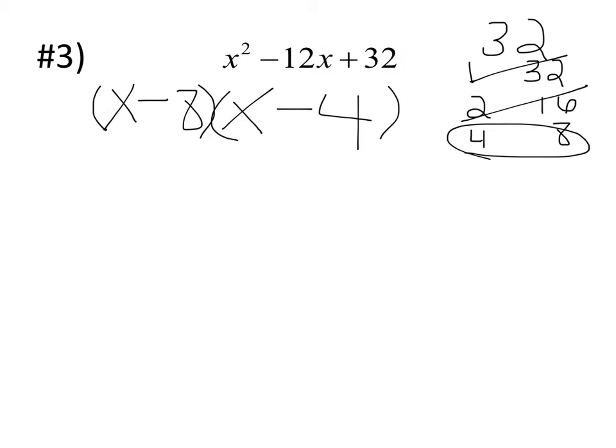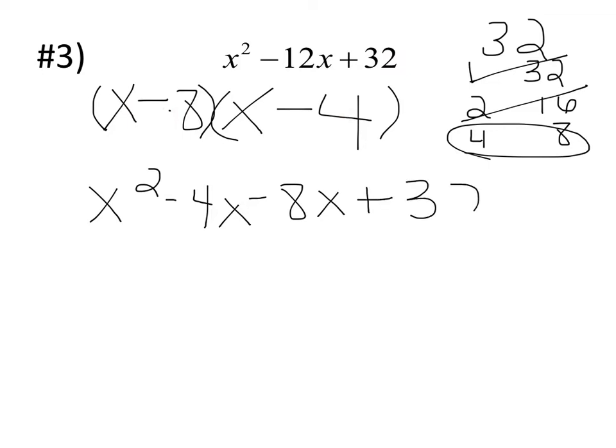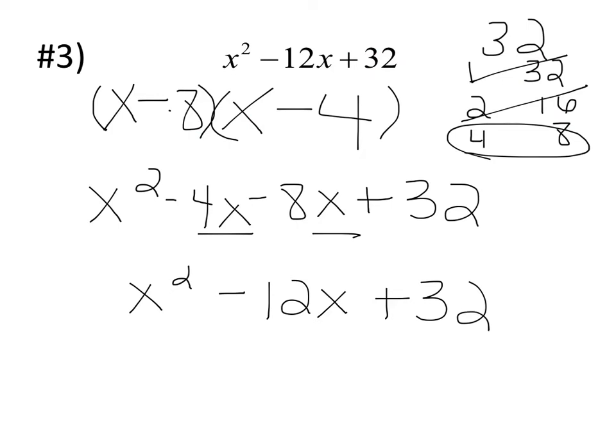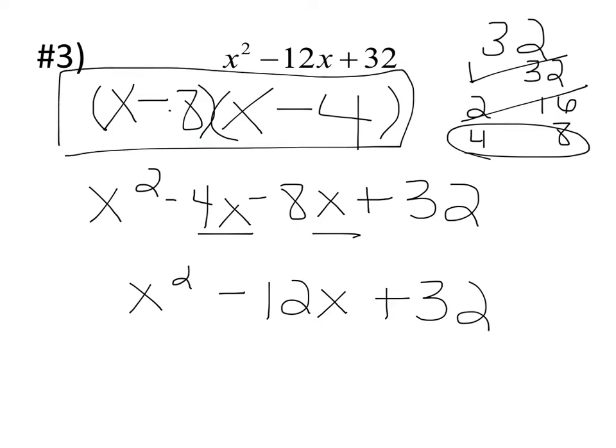X times x is x squared. X times negative 4 is negative 4x. Negative 8 times x is negative 8x, and negative 8 times negative 4 is positive 32. Combine your like terms. You got the same thing we started with, so yes, this is your answer.